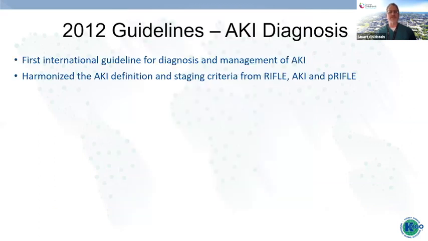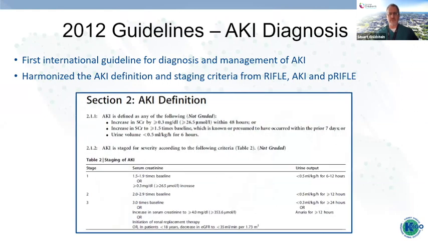Again, it was the first international guideline for the diagnosis and management of acute kidney injury, and possibly the most important development and product that came from the guideline was the harmonization of the AKI definition and staging criteria from RIFLE, from the AKIN criteria, and the pediatric modified RIFLE criteria. And we all know this well.